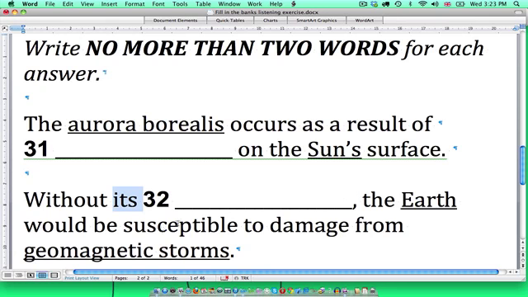Susceptible means at risk from. And so basically we're listening for something that the Earth needs to protect itself from damage. Okay, so that's the word that's going to be filled in here. Okay, so it's now clear what sort of word we're listening for.